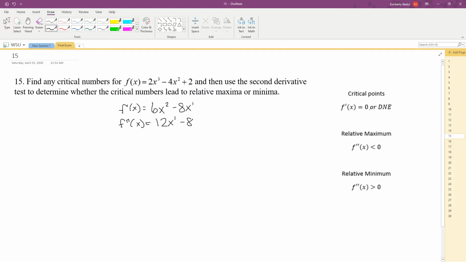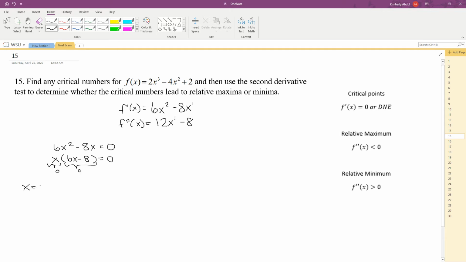All right, so critical points occur when the first derivative is equal to 0. So we're going to take the first derivative, 6x squared minus 8x, and we're going to set that equal to 0. So we can factor out an x really easy, and this is going to factor out like this. Now to solve this, you can use the zero product property, which says that for this to be equal to 0, either one of these two things has to equal 0.